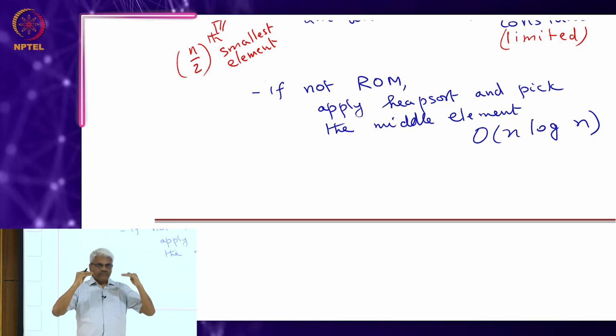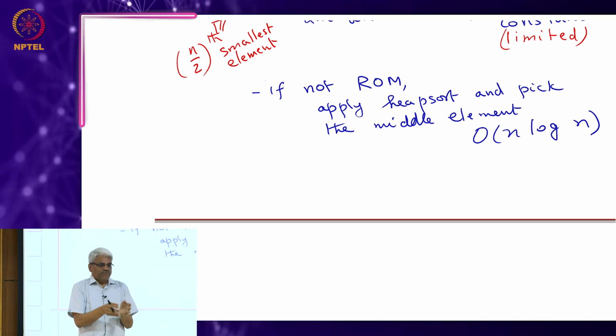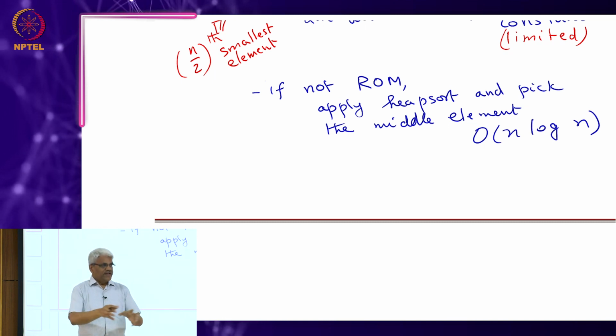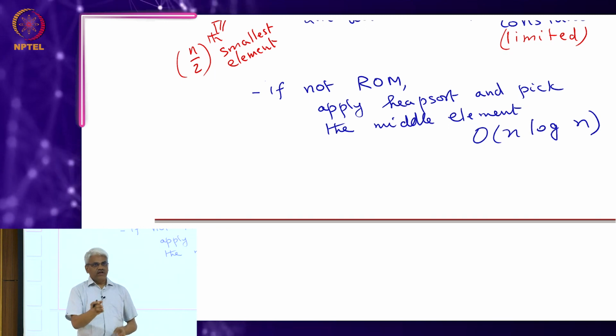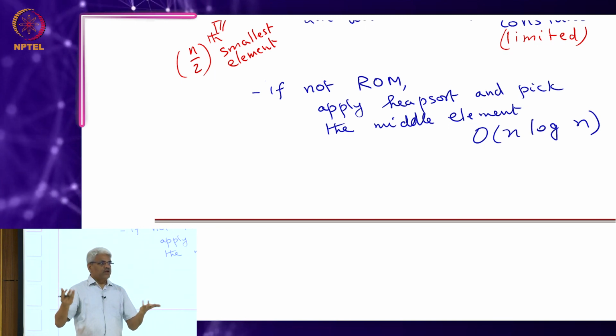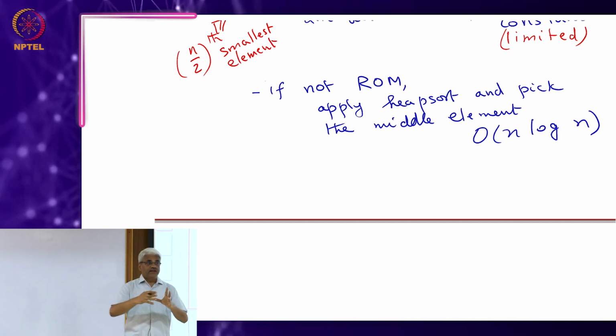But based on your algorithms knowledge, if I just apply heap sort, I don't need any additional space except some constant number of pointers. Finish your sorting in the array, pick the middle element. That's one algorithm. But I can't do it in read-only memory.